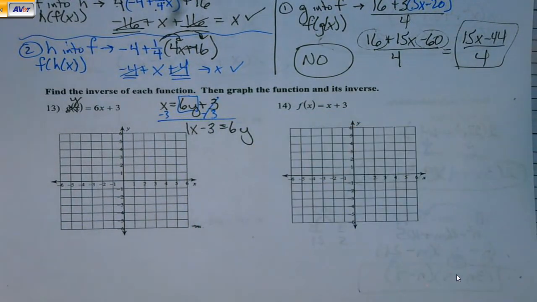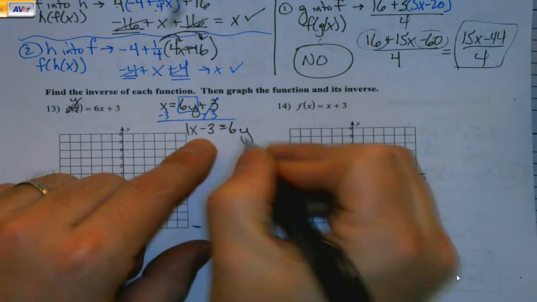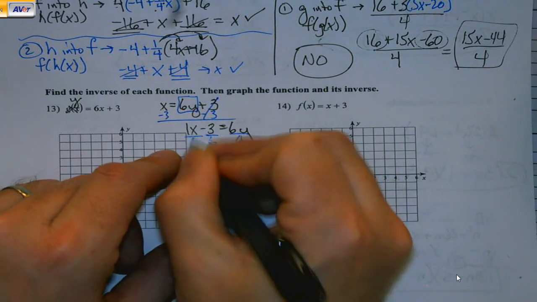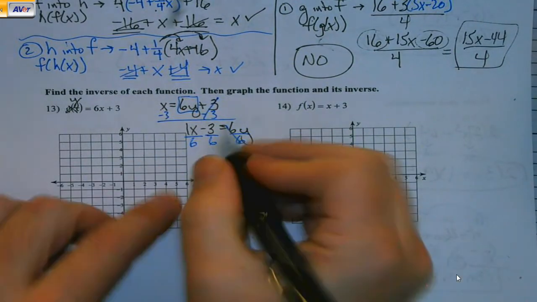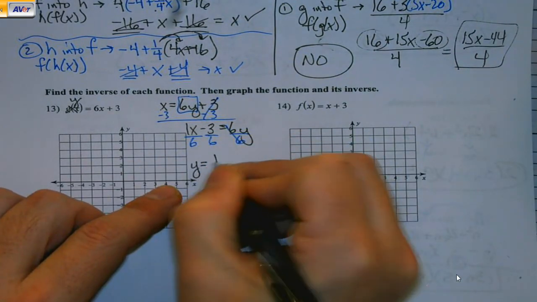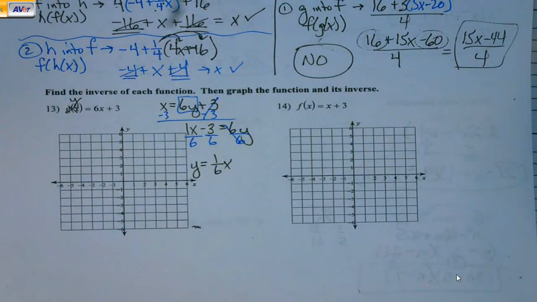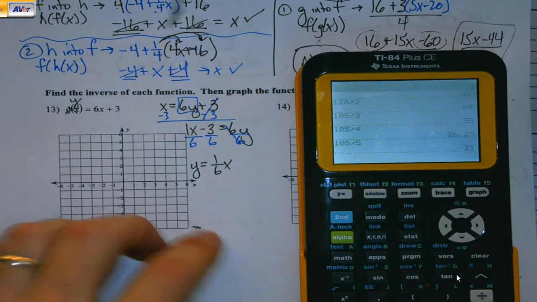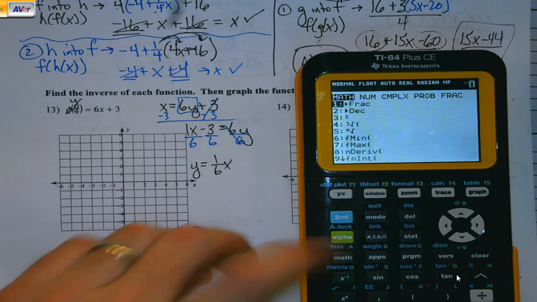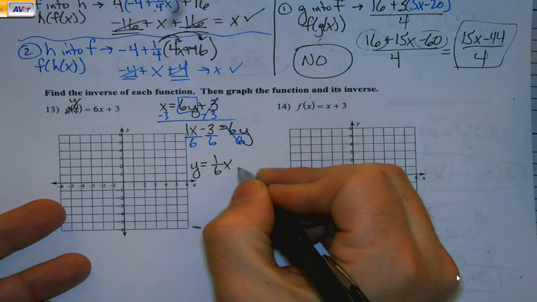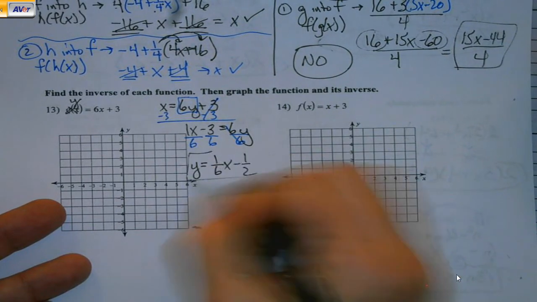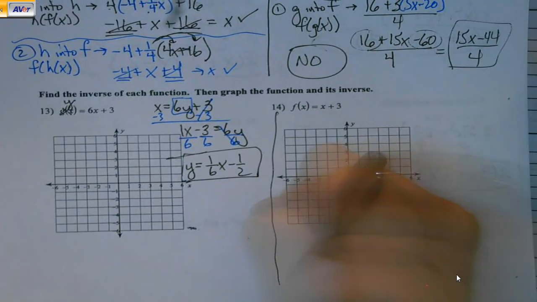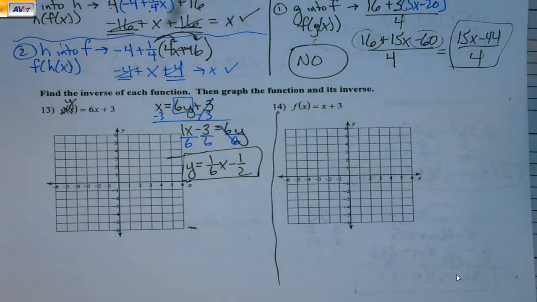Some of you may have noticed I stuck a 1 in front of my x. You'll see why I did that here in just a second. And so then my last job to get y alone, since I'm multiplying it by 6, is to divide everything by 6. That's why I put the 1 in there. So it's going to be easier when I go to graph. And then 3 over 6 is 1/2. So there's my inverse. And then it asks me to graph the function and its inverse.